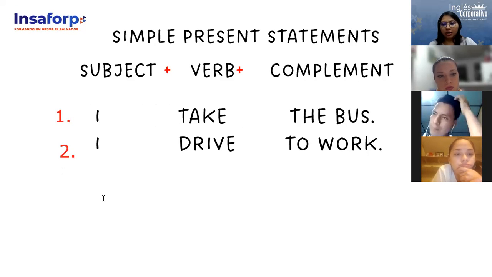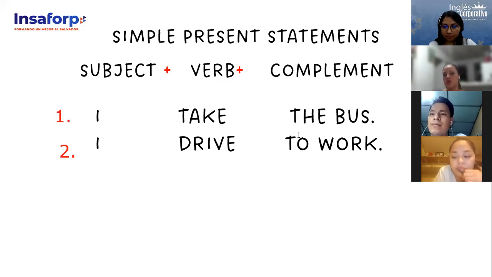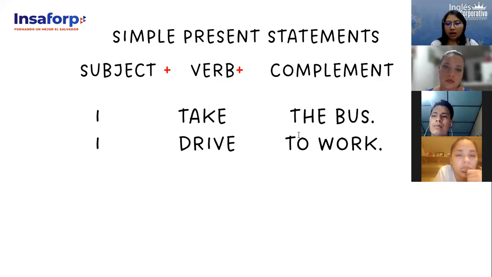Let's have number two. How do you get to work? Let's have Jose Armando. Can you read number two, please? I drive to work. Class, can you identify the subject in this sentence? I. Verb. Drive. And complement. To work. Okay, to work. So whenever we are going to give our personal information, we are going to use this subject, I. This is my information, okay? I take the bus, I drive to work.